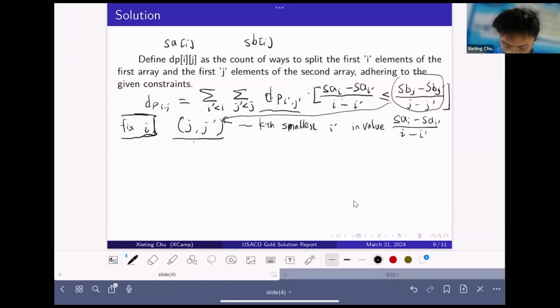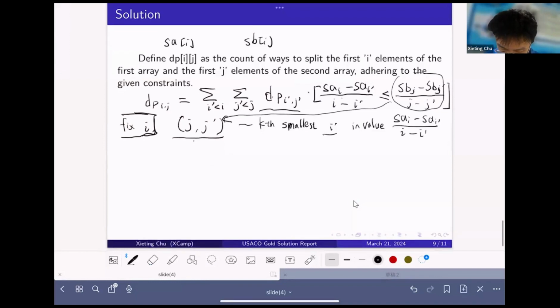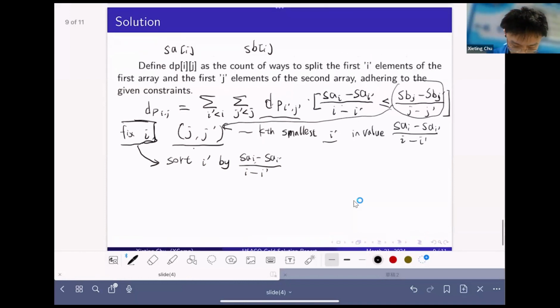And then we only need to sum up for the I prime where SAI minus SAI prime over I minus I prime is less than this value. So what we can do is, every time we fix I, we sort all the I prime by SAI minus SAI prime over I minus I prime. We sort it in this way, and we do a prefix sum over the I prime dimension.